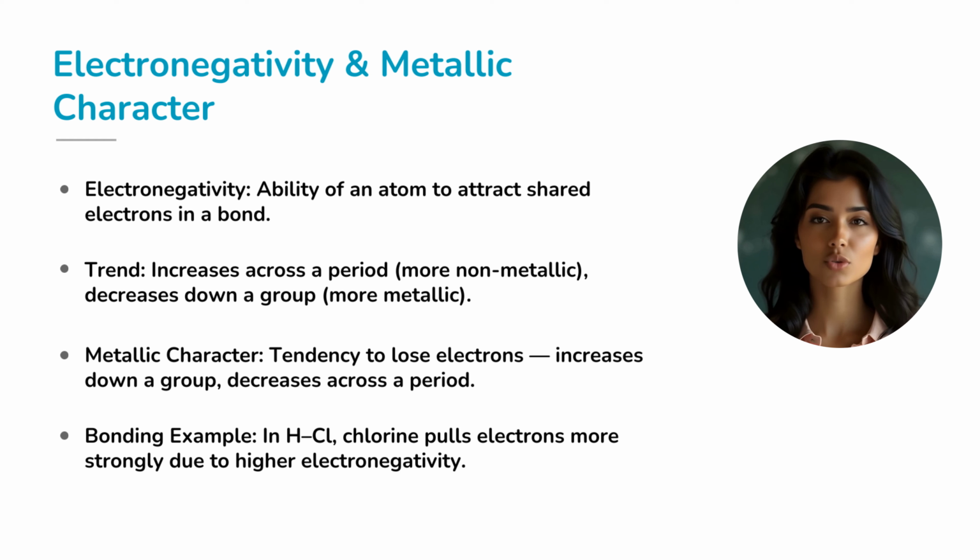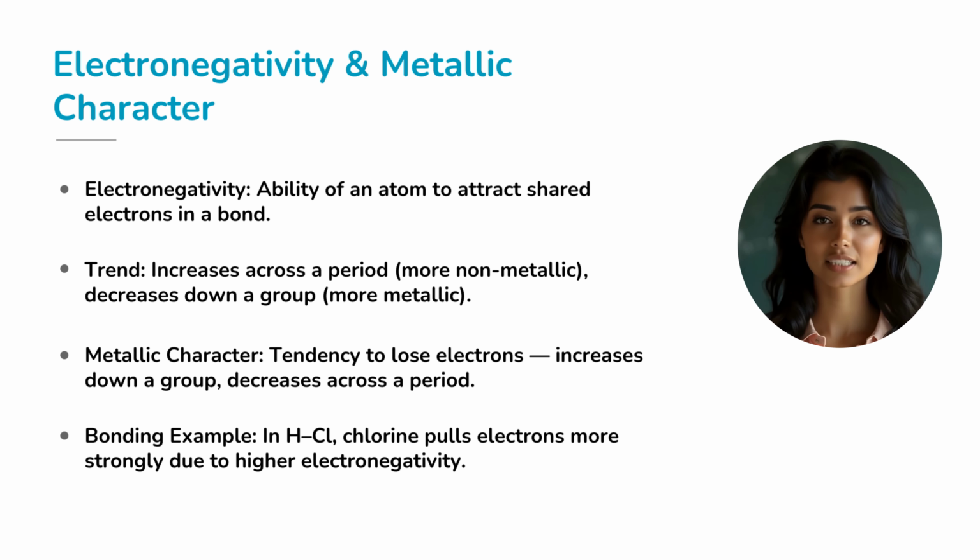Next, let's explore two very important properties: electronegativity and metallic character. Electronegativity is the ability of an atom to attract shared electrons in a covalent bond. Trend: it increases across a period as atoms become smaller and pull electrons more strongly. It decreases down a group as atoms become larger and pull electrons more weakly. Example: in hydrogen chloride, or HCl, chlorine has a higher electronegativity and pulls electrons toward itself.